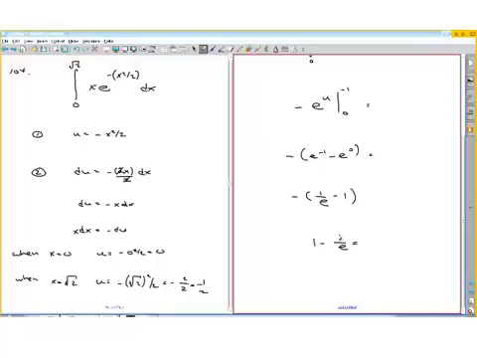So we get negative 1 over e minus 1, or 1 minus 1 over e, which is going to be equal to 0.6 or 0.7 something, because we have 1 minus 1 divided by e, and that's 0.632. So that's the answer. That's the area underneath the curve.